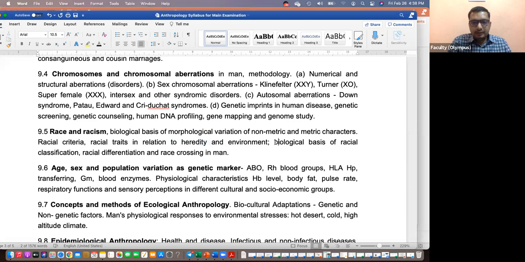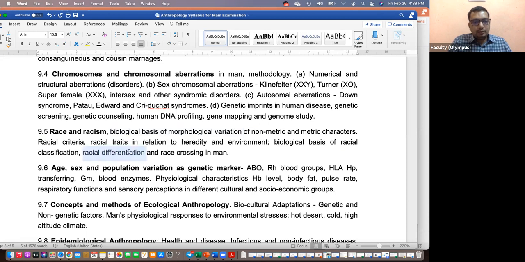Then the biological basis of racial classification, which is nothing but the biological basis for the morphological variation, because based on the morphological variation, we as humans started classifying other individuals or groups into various races. So both of these are the same. Depending on the context in which the question is asked, your tone should be different. Otherwise, the information is the same for both of them.